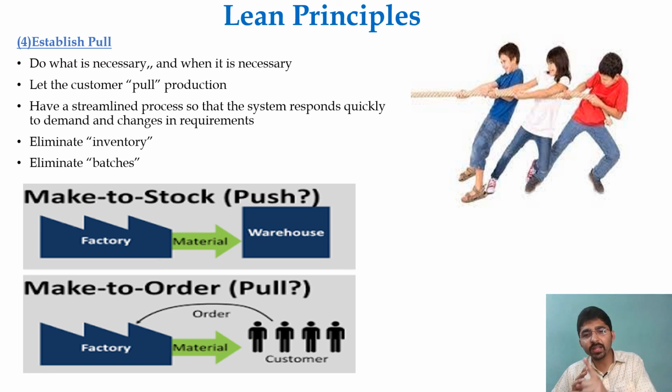Let the customer pull the production. We should not push the production from our side. Have streamlined processes so that the system responds quickly to demand and changes in the requirements. If I work in the pull system, there will be no inventory either at the manufacturer level, the distributor level, or the dealer level. Because if there is inventory, there is a risk or a threat for that inventory. The threat could be in terms of anything.